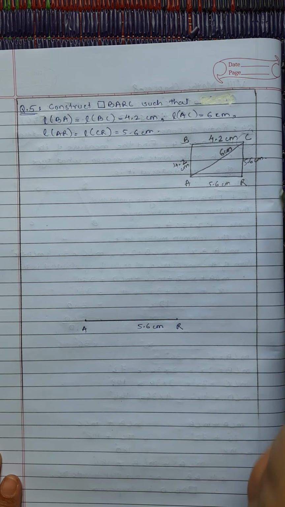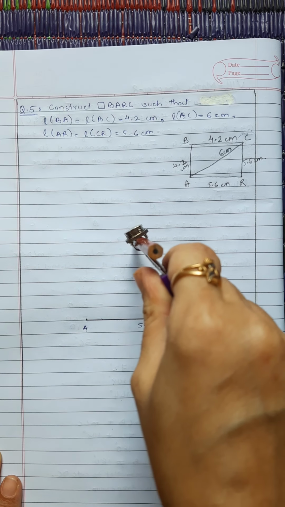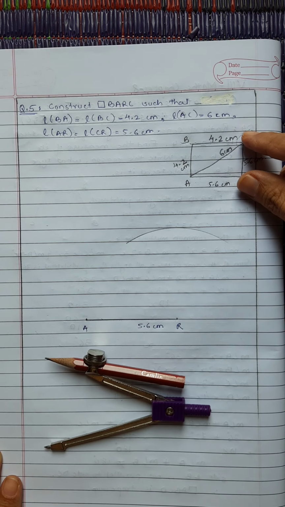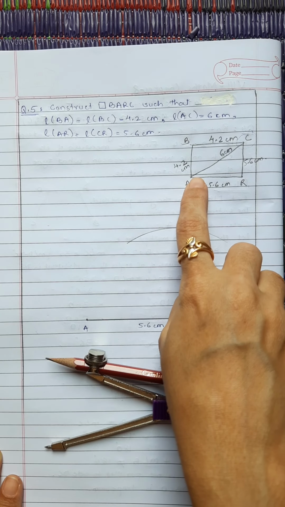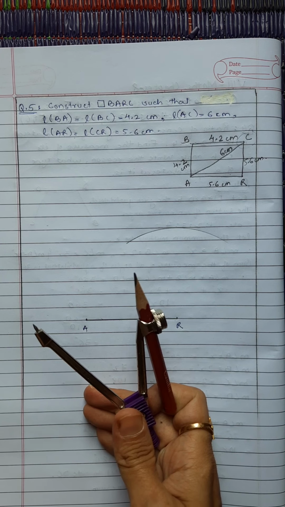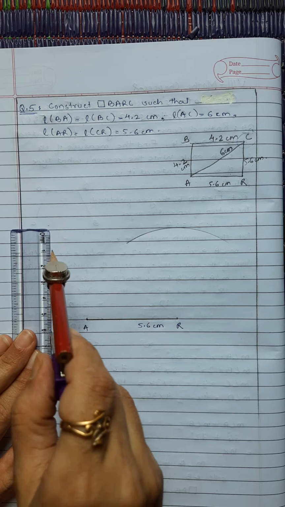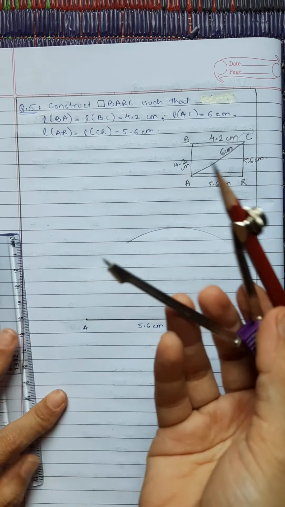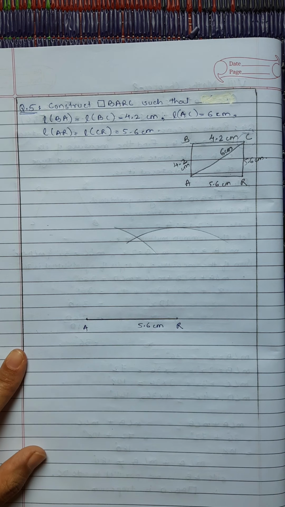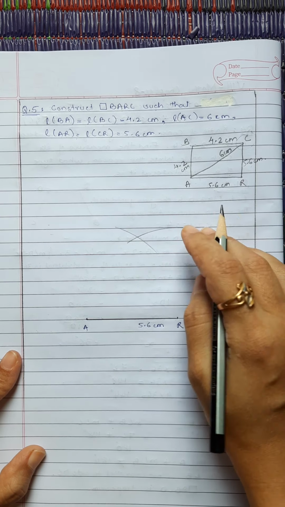Keeping on vertex R, this is my vertex R, I'll draw an arc 5.6 centimeters. Now, this measure we got. We have to go for 6 centimeters from vertex A. So take 6 centimeters in the compass. This will be my 6 centimeters. Keeping on vertex A, I'll cut this arc. So the intersecting point will be my point C.